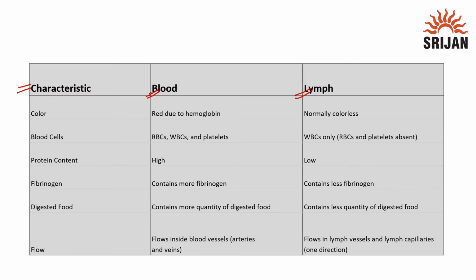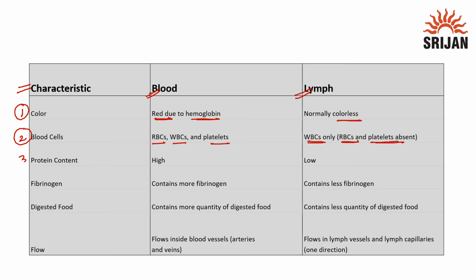So talking about the color, we obviously know that blood is going to be red in color, and this color is because of the hemoglobin which is present in RBCs. Since lymph is not going to have any RBC, it is generally going to be colorless. Talking about the blood cells, inside the blood you will find RBC, WBC and platelets. But in the lymph, you are not going to find RBC and platelets, you'll only find the WBCs.